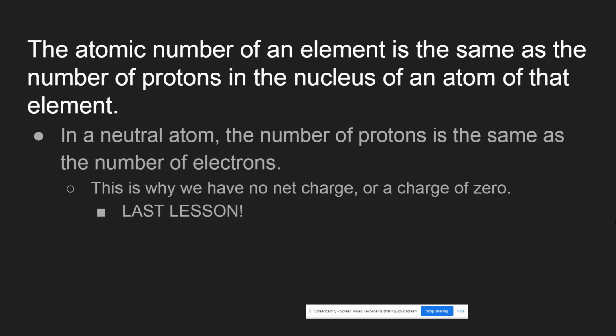But then I say to you, what else do we know that that atomic number represents when we have a neutral atom? Well, you would say, it tells us the number of electrons that we have. Okay, in a neutral atom, that means our positive charges and our negative charges balance each other out. Okay, that's how we get that overall charge of 0 that we learned about in the last lesson.